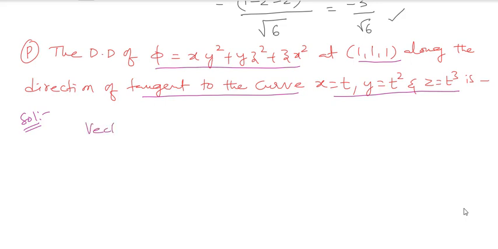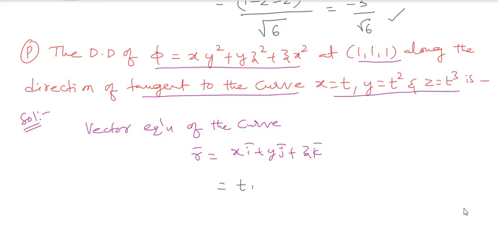So generally, what is the vector equation of the curve? r bar is equal to x i bar plus y j bar plus z k bar. So you know what x, y, z they have given. So that is nothing but t i bar plus t square j bar plus t cube k bar. Am I correct or not?